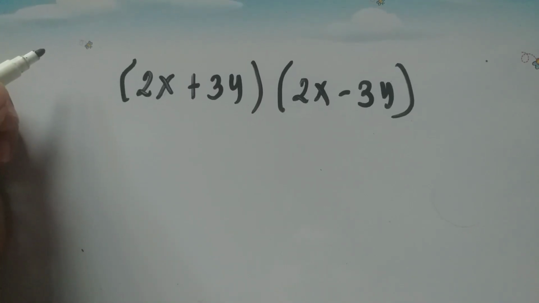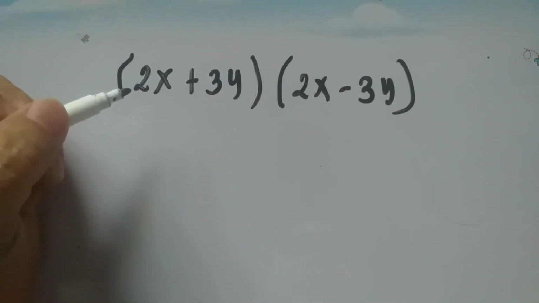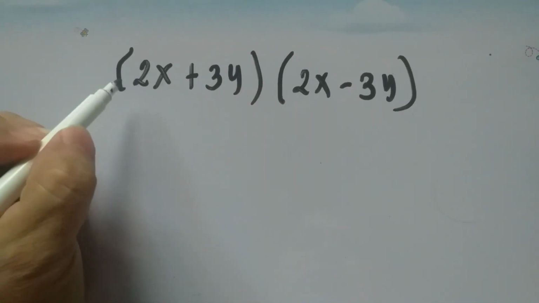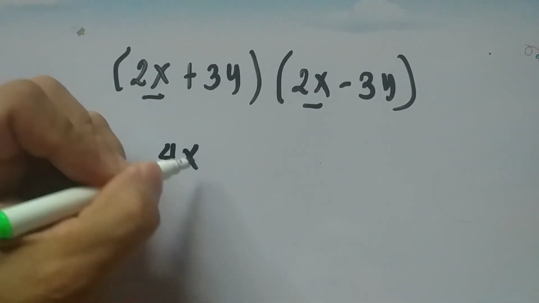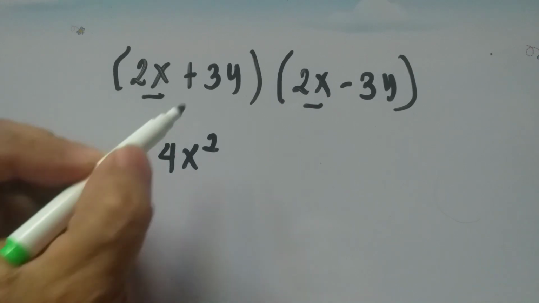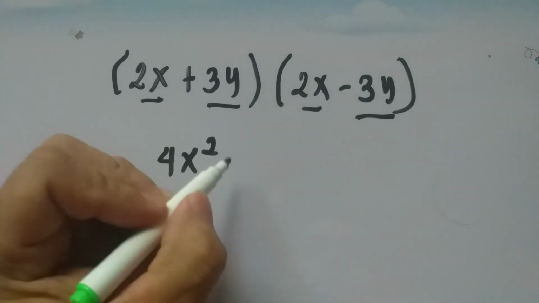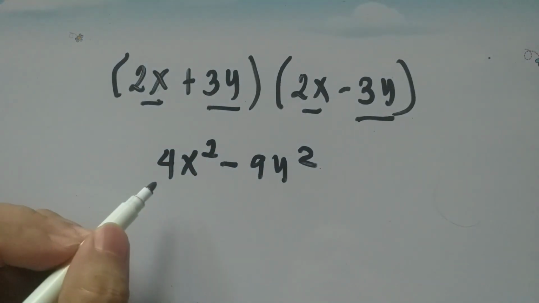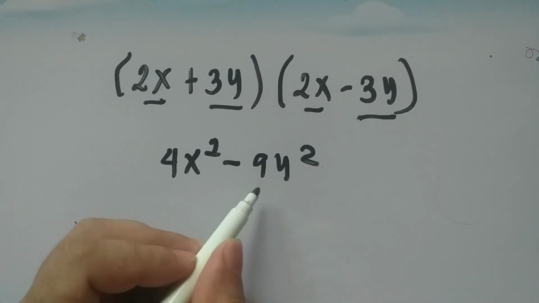Okay, so here's another given. We have the quantity 2x plus 3y times 2x minus 3y. So just get the product of the first terms. 2x times 2x is 4x squared. Then get the product of the second terms. We have 3y times negative 3y is negative 9y squared. So therefore, our product is 4x squared minus 9y squared.